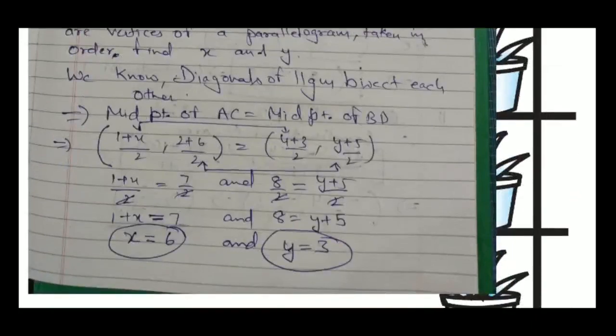And you can compare the x coordinates of the left hand side and right hand side, and in the same way you can compare the y coordinates. After comparing the x coordinates, you will get (1 + x) upon 2 equal to 7 by 2, and comparing the y coordinates, we will get 8 by 2 equal to (y + 5) upon 2. Simplify both equations, and after simplification you will get the value of x is 6 and the value of y is 3.